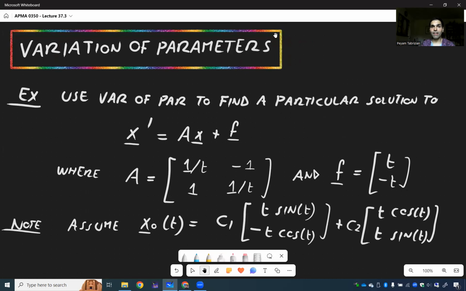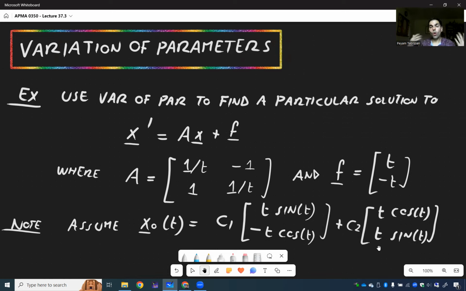Here is extra practice with variation of parameters, but this time where the matrix A is not constant anymore. So let's use variation of parameters to find a particular solution to x prime equals Ax plus f, where A is the matrix [[1/t, -1], [1, 1/t]], and f is the inhomogeneous term (t, -t). In this case, assume the homogeneous solution is given as C1 (t sin t, -t cos t) plus C2 (t cos t, t sin t).